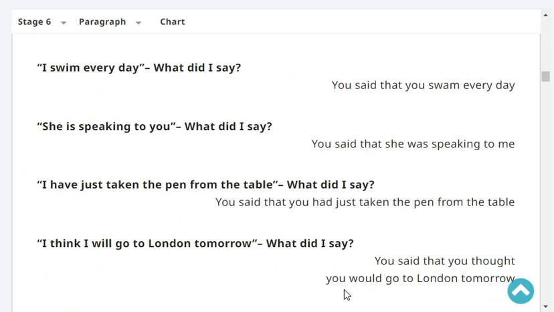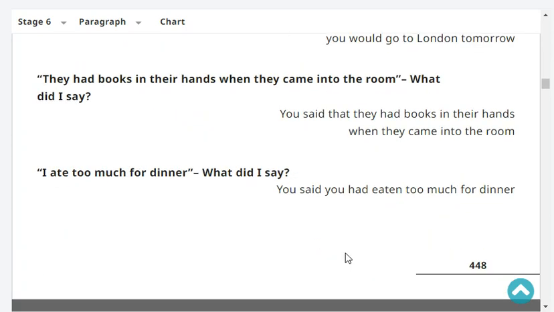I have just taken the pen from the table. You said that you had just taken the pen from the table. Very good. I think I will go to London tomorrow. You said that you thought you would go to London tomorrow. Very good.